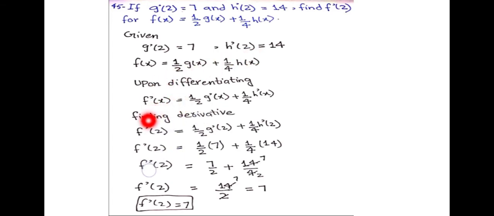We replace the x with 2 everywhere on both sides of the equation, and here we see half g'(2). We know that we are provided with g'(2) equal to 7 and h'(2) equal to 14. Here we replace the values of those terms, and it is equal to 7 and equal to 14. We put in the values, and after simplifying we get the derivative f'(2) is equal to 7.